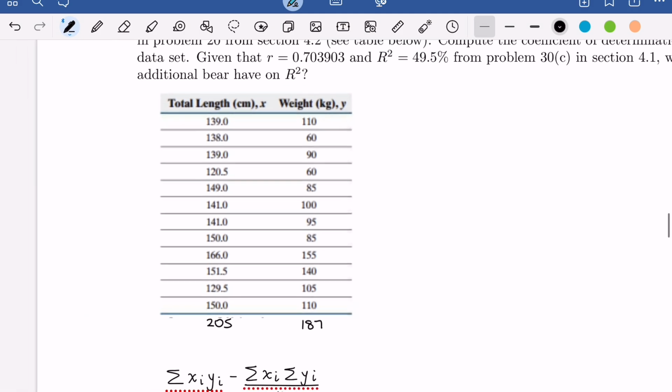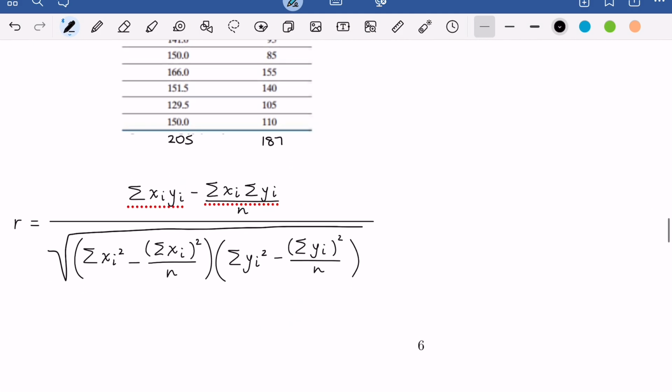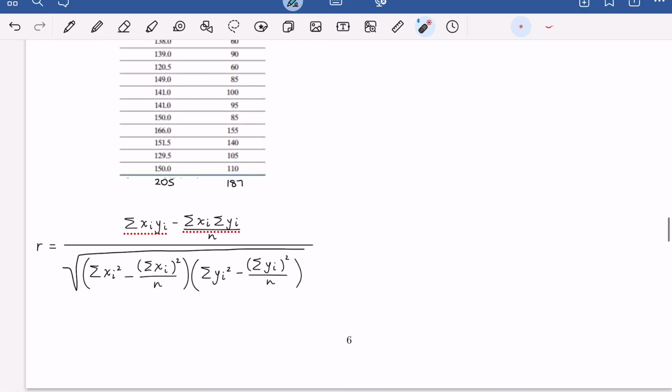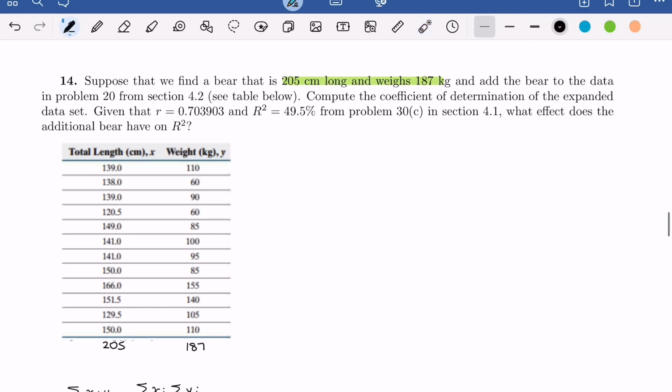Scrolling down here, I've written down the formula for our correlation coefficient, this lowercase r. This isn't the same formula that we saw in section 4.1, but it's equivalent. You'll get the same answer. In this case, we don't have to use our standard deviation. Just like in past problems, we want to find all of these individual values and then plug them into this formula. So first, let's list out these values.